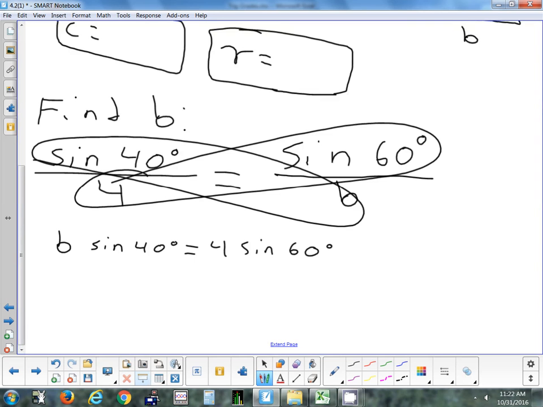And now my goal is to get b by itself. Don't calculate any of these numbers yet, okay? Because I don't want to round anything off till the very last step. So I don't care what the sine of 40 is yet, and I don't care what the sine of 60 is. We'll do that at the end. So how would I get b by itself? You divide by sine 40, and divide by the sine of 40.